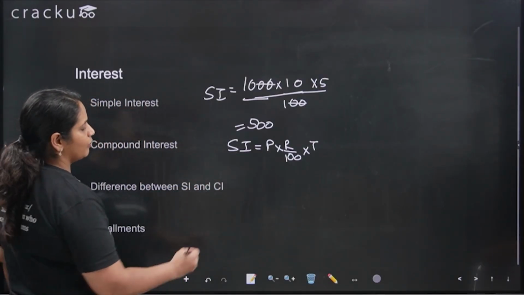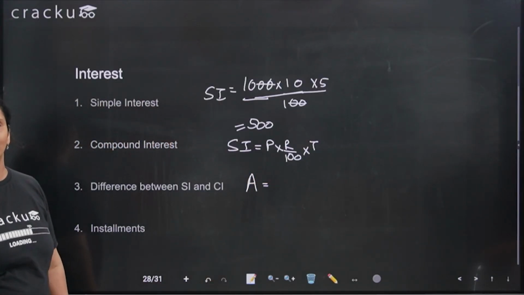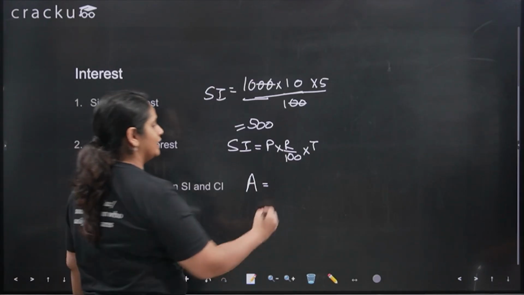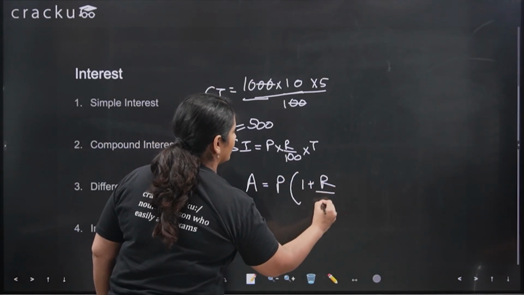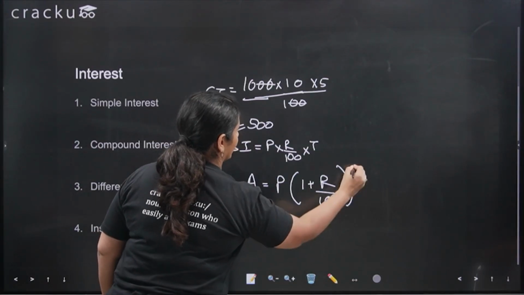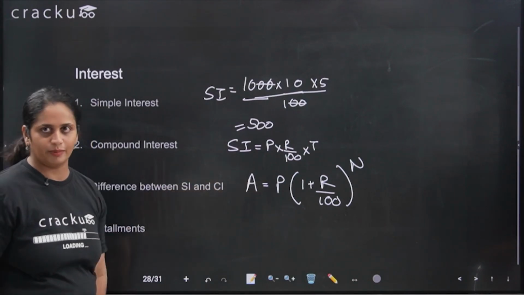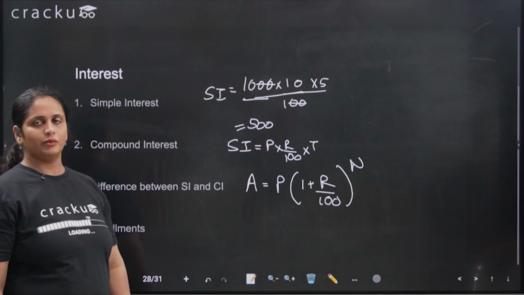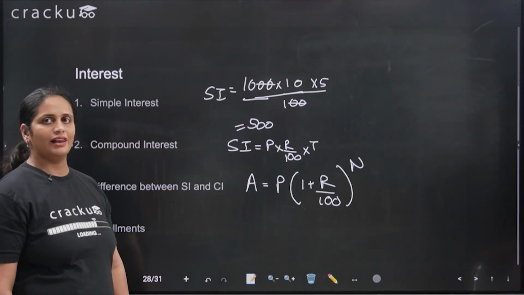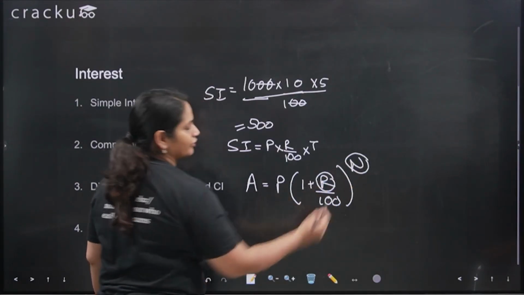So compound interest, the formula is the total amount after say n time periods is principal into 1 plus r by 100 raised to n, which is the number of time periods, and r is the rate per time period. Why do I say rate per time period? Suppose that the compounding frequency is per year, per annum. Then this will be the annual rate and this will be the number of years.